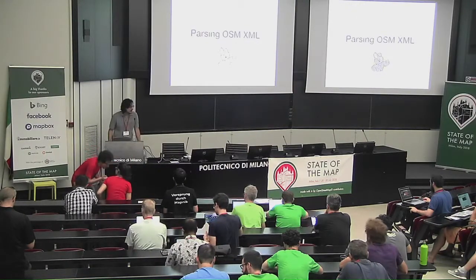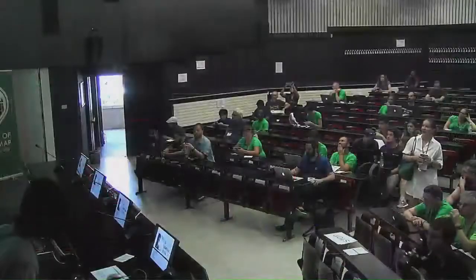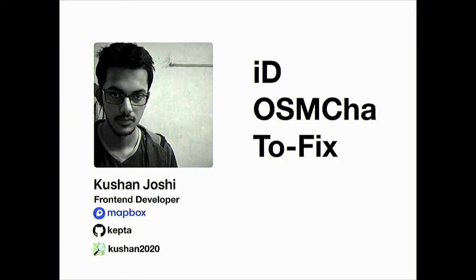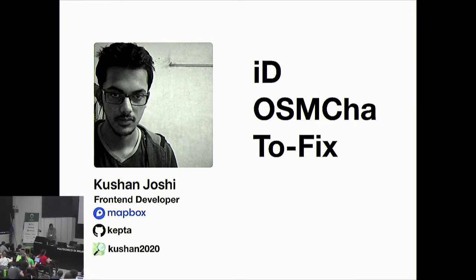Hi, I'm Kushan Joshi, and I work at Mapbox as a front-end developer. I also worked on iD Editor as a Google Summer of Code student, and later helped Brian with some of the things. After that, I started working on OSM Cha as a front-end developer. I've also worked on Tofix, if you've seen Tofix.